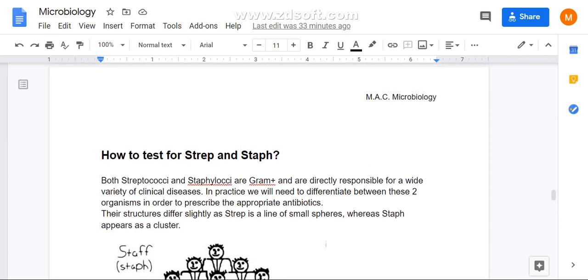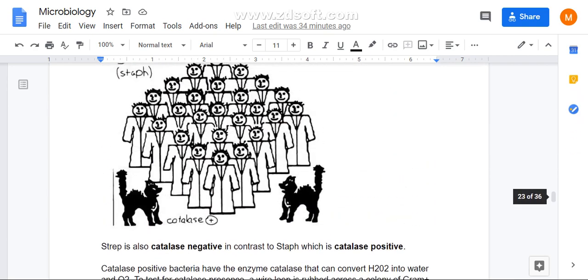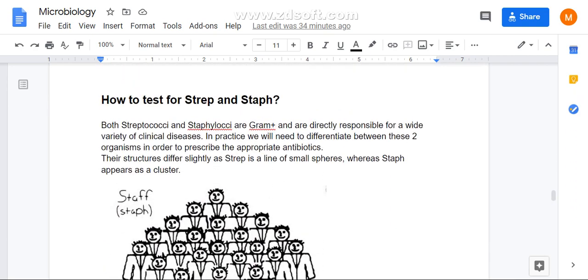So to jump into this, before we go to strep, I just wanted to go through how we differentiate strep from staph. Both strep and staph are gram-positive, we know this. They're both cocci and they're both directly responsible for a wide variety of clinical diseases. In practice, we differentiate between the two organisms in order to prescribe the right antibiotics. The reason we do this primarily is because some drugs will work against strep and some won't, and some drugs will work against staph that won't work against strep, and vice versa.